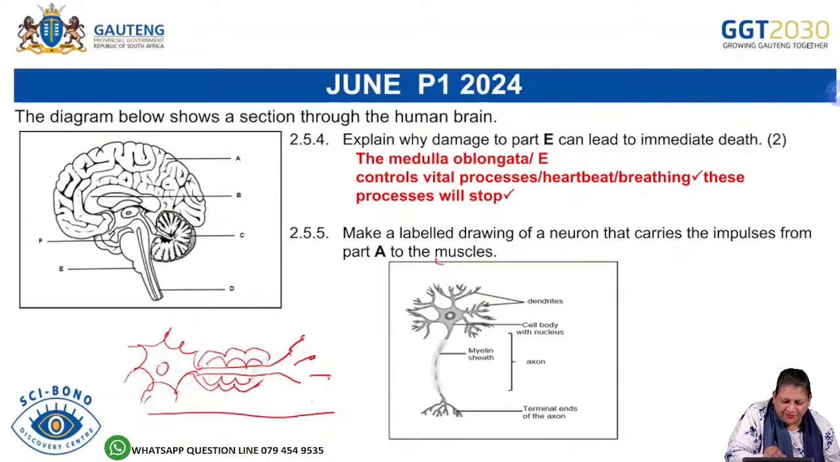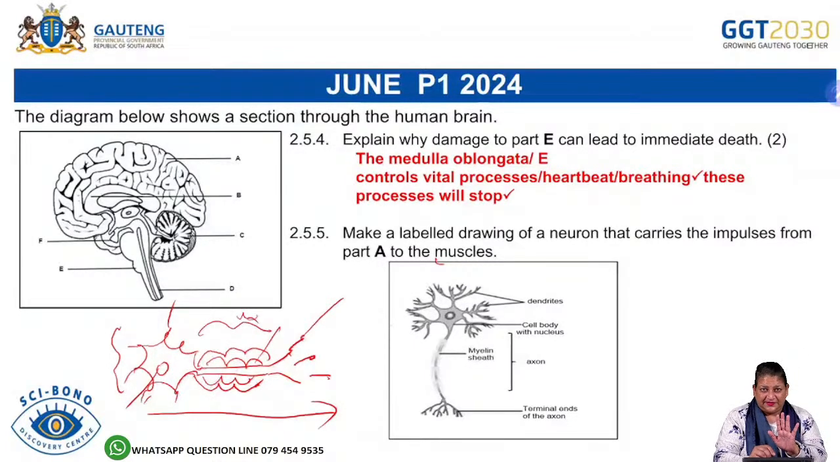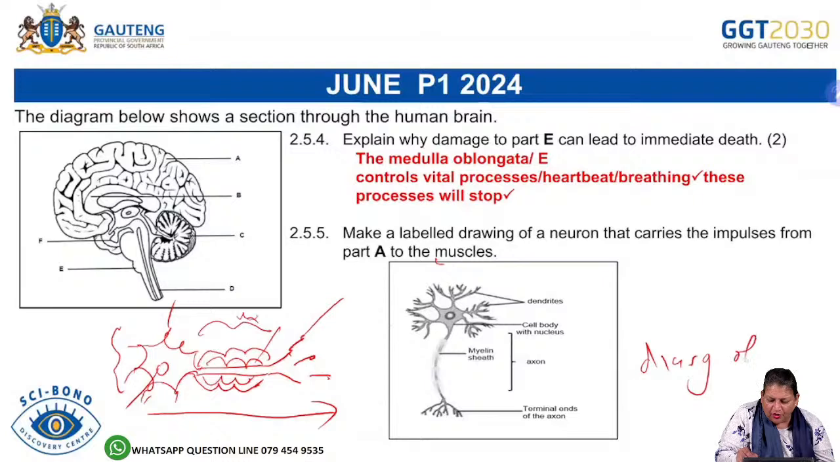And always the impulse moves in that direction, which means from the dendrite, cell body, and axon. And there's your myelin sheath here, and that is your axon nerve endings, your dendrite, your nucleus. That whole thing is the cell body. This whole thing is the axon. At least 3 labels. And plus, diagram. What must you write here? Diagram of motor neuron. You must have a caption for your diagram to get a mark.